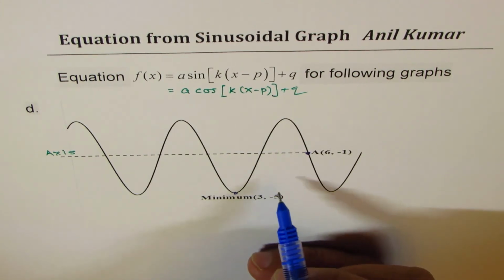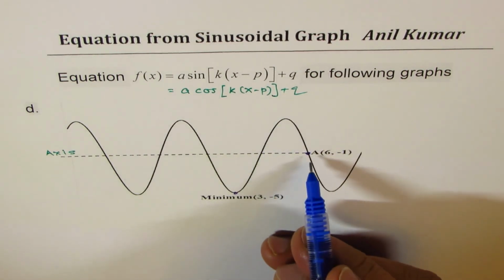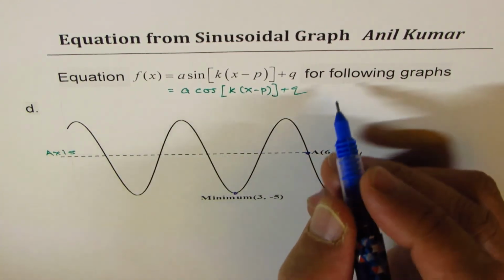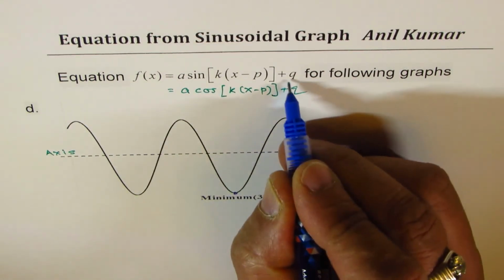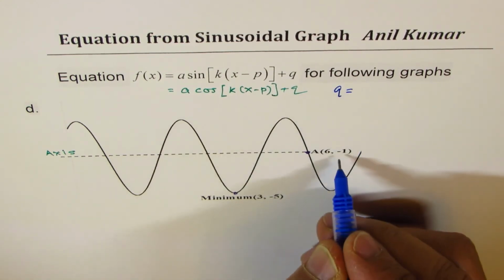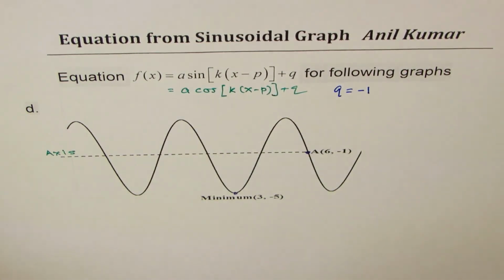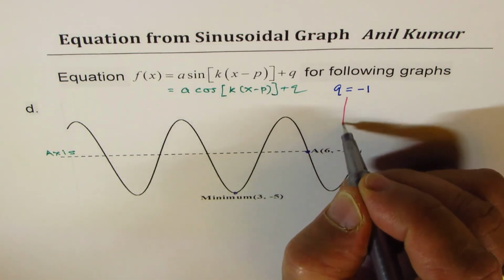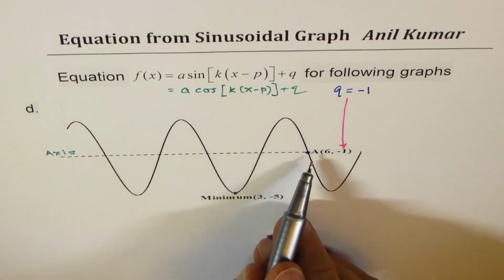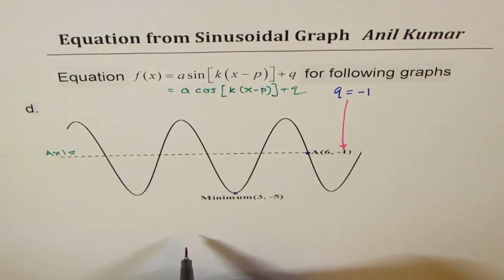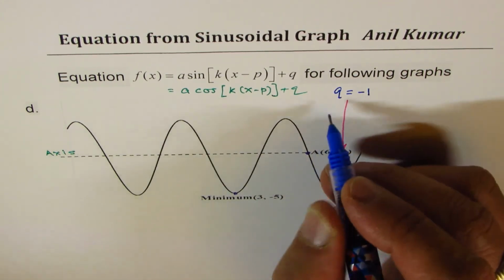But in this case, you're not given the maximum. What you are given is the axis. So from this particular graph, we know the value of q is minus 1. Q is minus 1. And that we can read from the given value here. So what we are given, the point A is on the axis, correct? Now, how do you find amplitude here?